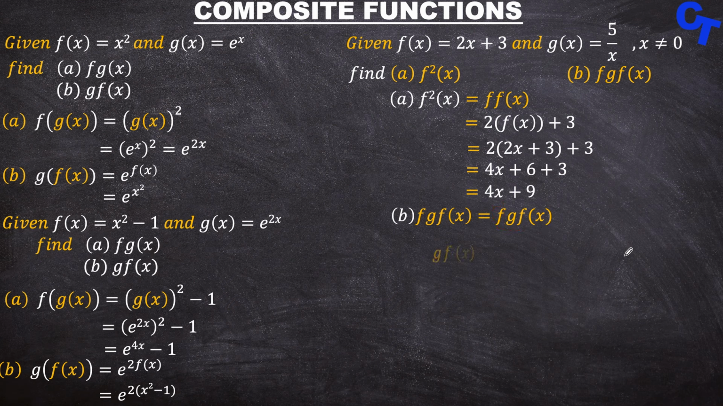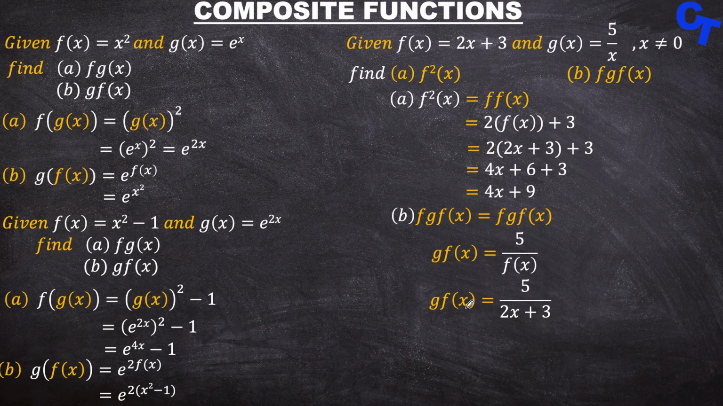So let's do that. g of f of x. We're going to say 5 over, because we have x right here, we're going to replace x with f of x. What is f of x? It is 2x plus 3. So it's going to be 5 over 2x plus 3.